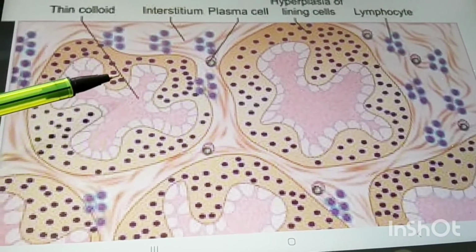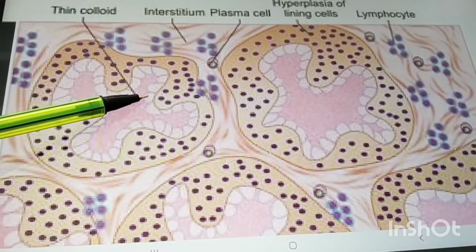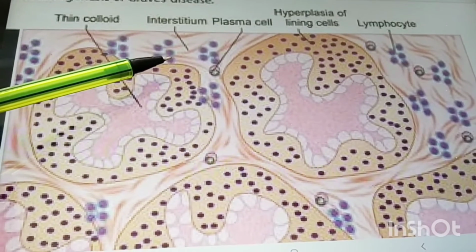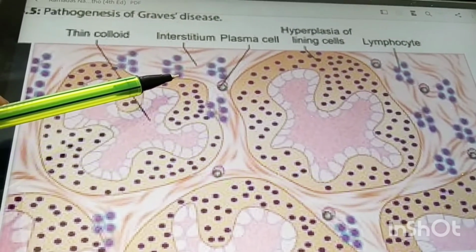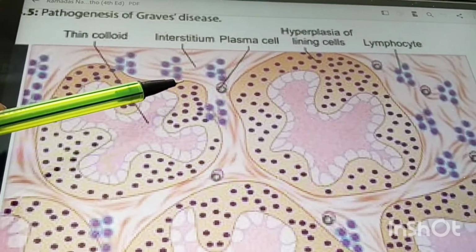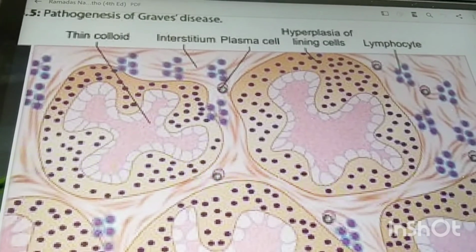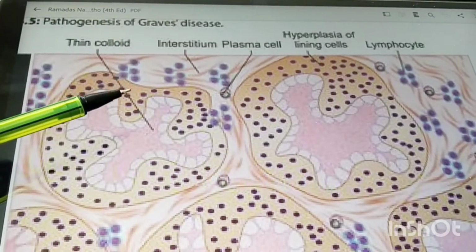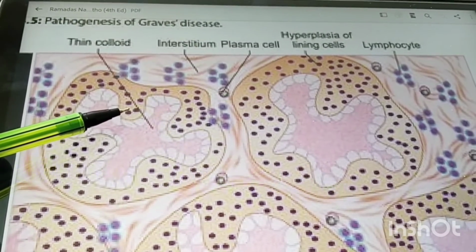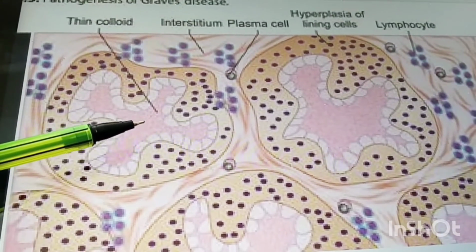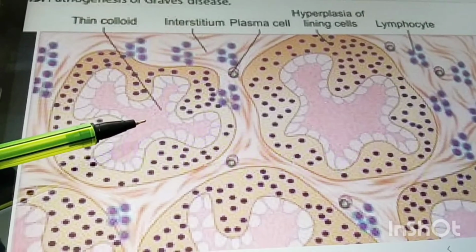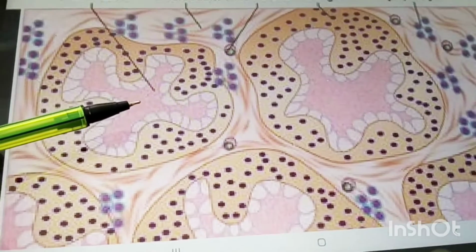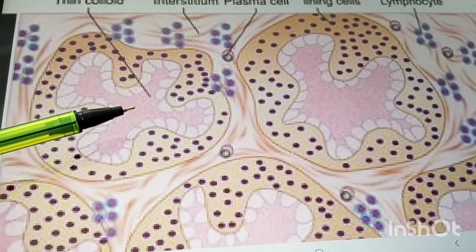The colloid is lined by cuboidal epithelium. In between you see the infiltration of plasma cells and lymphocytes. Compared to B lymphocytes, T lymphocytes are more. You also see hyperplasia of the lining epithelial cells, and in the center you see the colloid has a scalloped margin. The scalloped margin is a characteristic feature of Graves' disease.